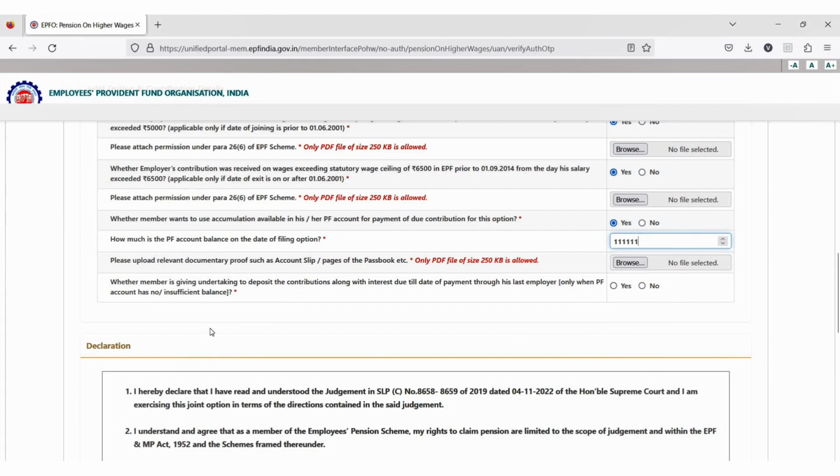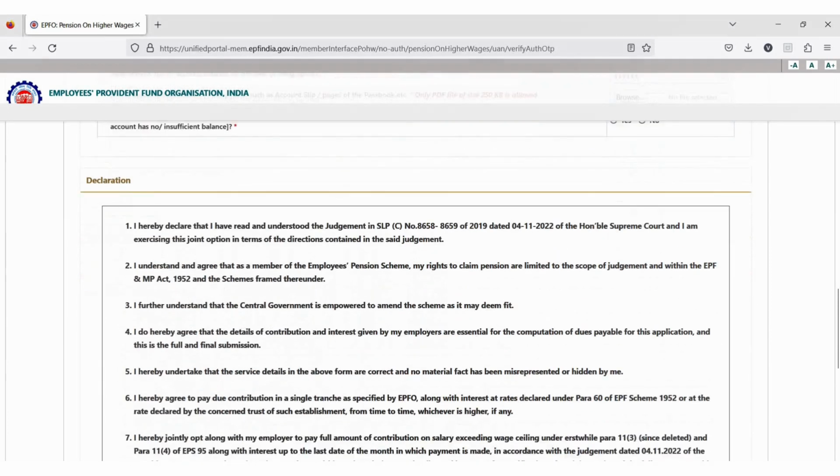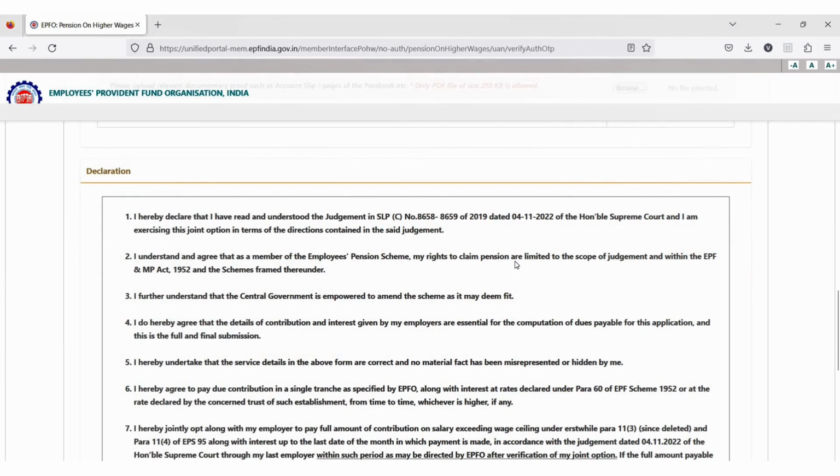Finally, read the declaration part one by one, which has 9 points. First, I hereby declare that I have read and understood the judgment of the Supreme Court and I am exercising this joint option in terms of the directions contained in the said judgment. Second, I understand and agree that as a member of the Employees Pension Scheme, my rights to claim pension are limited to the scope of the judgment and within the EPF and MP Act 1952.